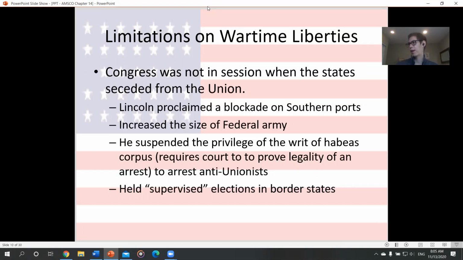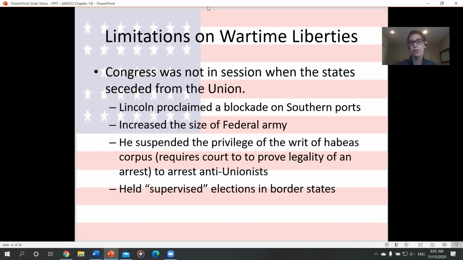He also most famously and perhaps most controversially suspended the writ of habeas corpus. Writ of habeas corpus literally in Latin translates to "where is the body?" or "show me the body." It basically means if you are going to be arrested for a crime, there has to be proof. You've got to show me the body that I killed to arrest me. He suspended the writ of habeas corpus, which basically meant he could arrest people with no evidence.